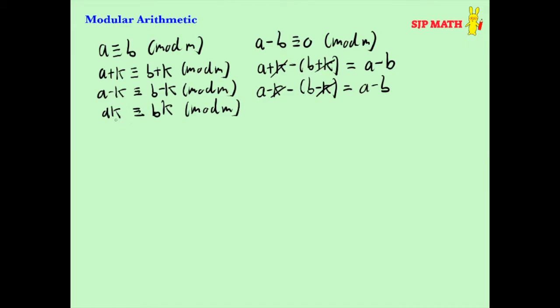What about the multiplying thing? The difference between a times k and b times k, we can factor out k to get this. So this is a multiple of m, because a multiple of m times any integer is still a multiple of m. So the difference between a times k and b times k is a multiple of m, which means that a times k is congruent to b times k modulo m. So now we proved and understand why we can add and subtract and multiply any integer on both sides of a modular equation. Sweet, we got it.